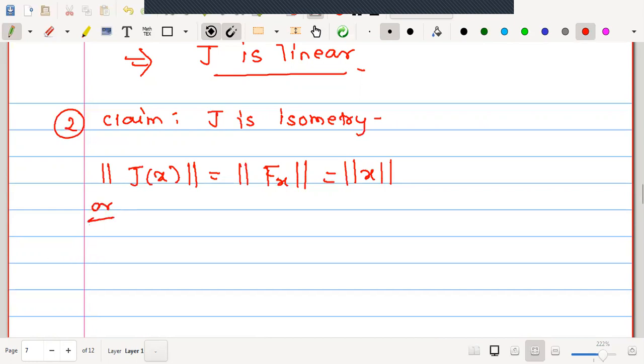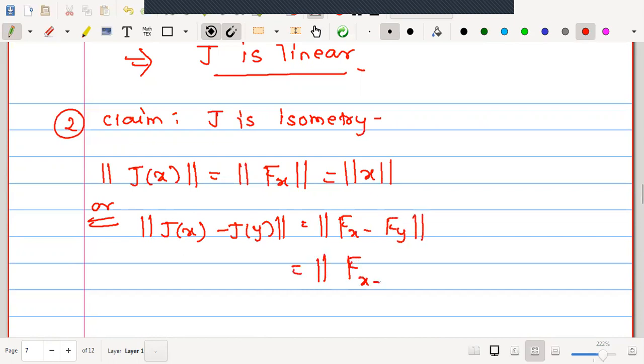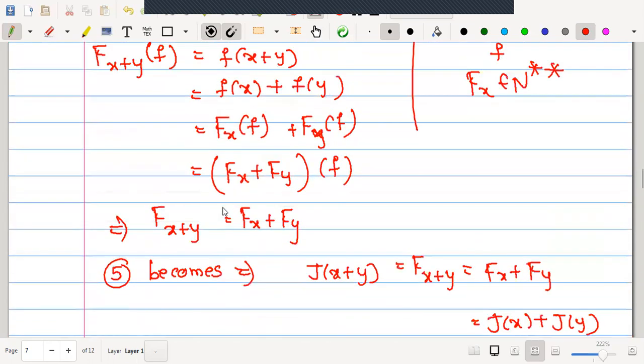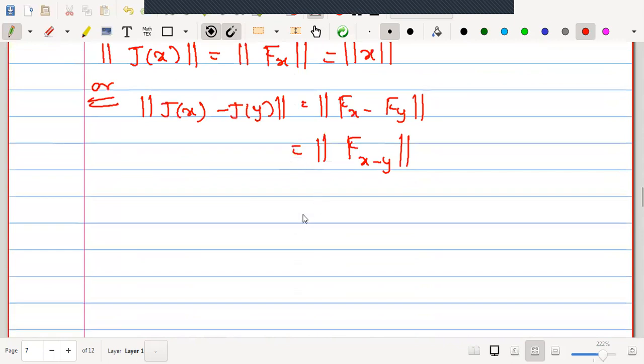Or you can check this by norm of Jx minus Jy, which is nothing but norm of f_x minus f_y, which is nothing but f_(x minus y). I am using the steps which we have already proved: f_(x+y) is f_x + f_y. Therefore norm of f_x minus f_y, and norm of f_x is equal to norm of x, so this is norm of x minus y. Norm of Jx minus Jy is norm of x minus y. One can prove it in any way. Therefore, J is an isometry.